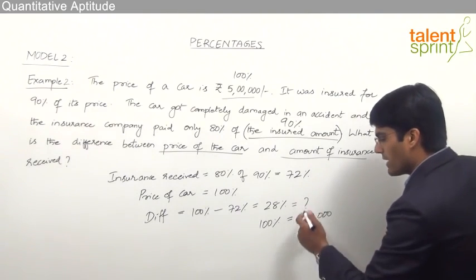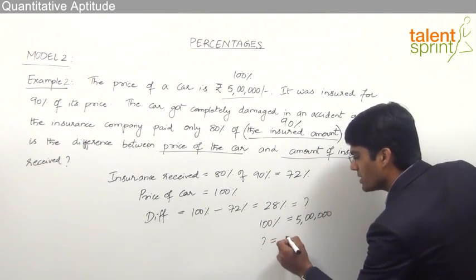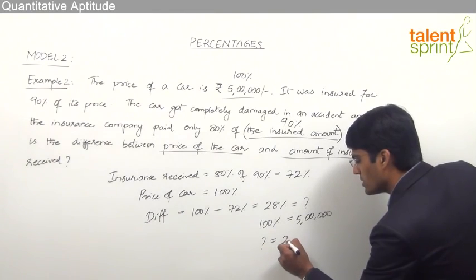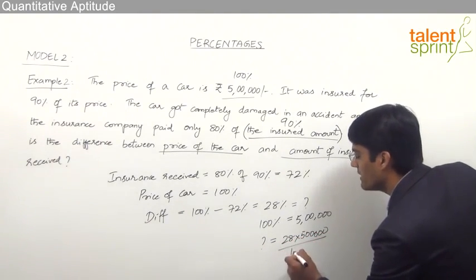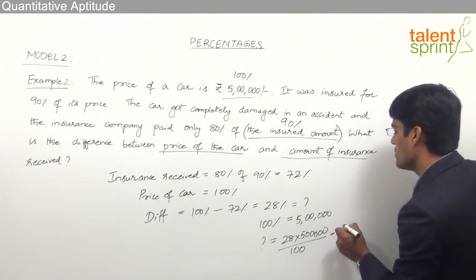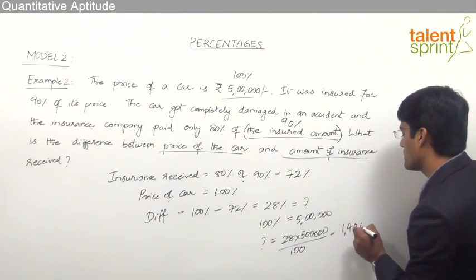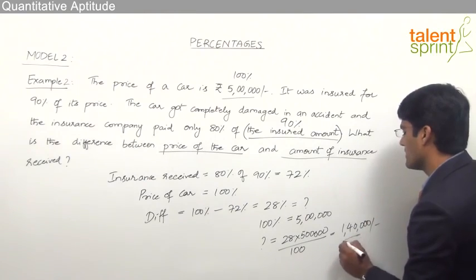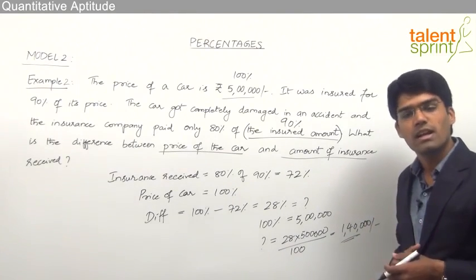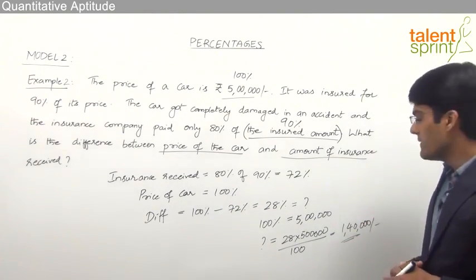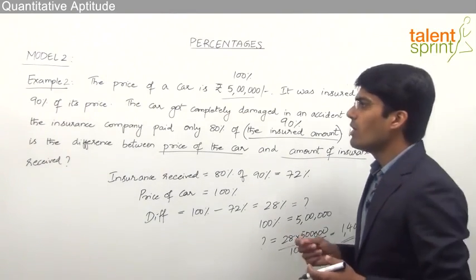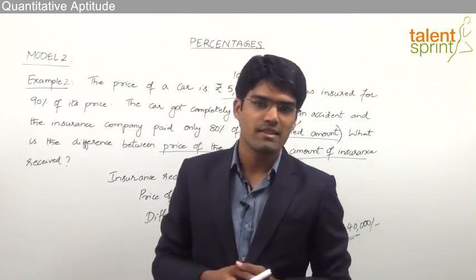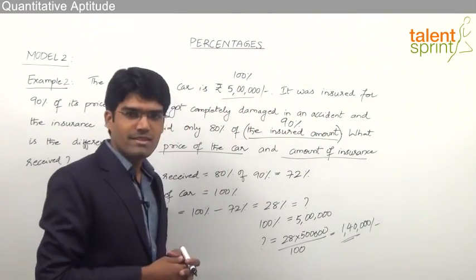So from this, by cross multiplication we can say that 28% will be equal to 28 into 5 lakhs divided by 100, which is equal to 1,40,000 rupees. So the difference between the actual value of the car and the amount of insurance received will be 1,40,000 rupees. So this is how we can use percentage of percentage concept in solving various questions of these type.